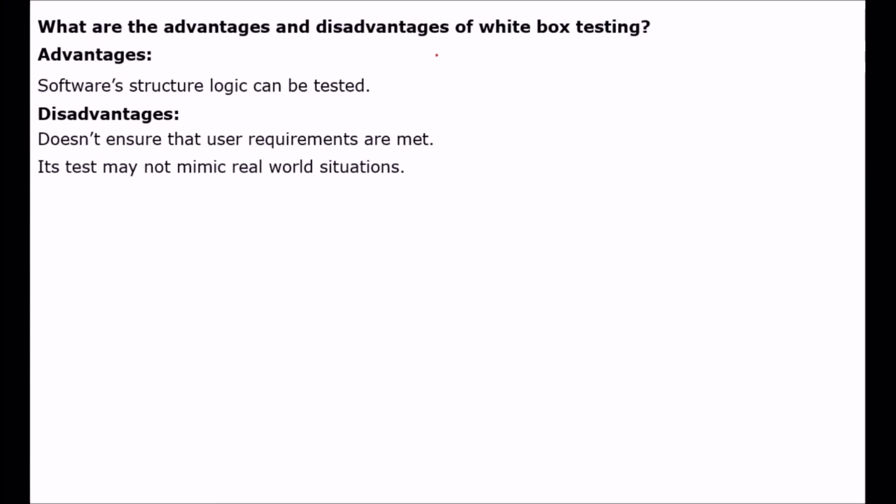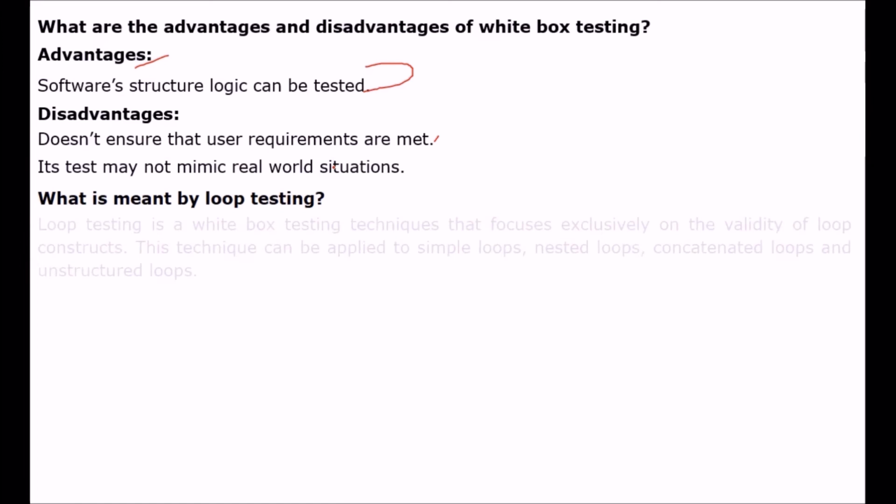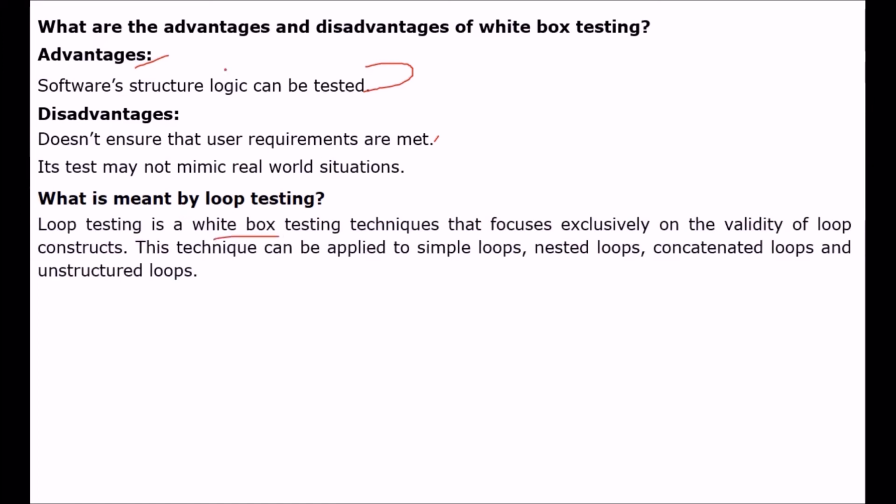What are the advantages and disadvantages of white box testing? Advantages: first of all, software structure logic can be tested, and this is the basic advantage. What are the disadvantages? It doesn't ensure that the user requirements are met. Also, a test may not mimic real world situations. What is meant by loop testing? Loop testing is a white box testing technique that focuses exclusively on the validity of loop constructs. This technique can be applied to simple loops, nested loops, concatenated loops, and unstructured loops.